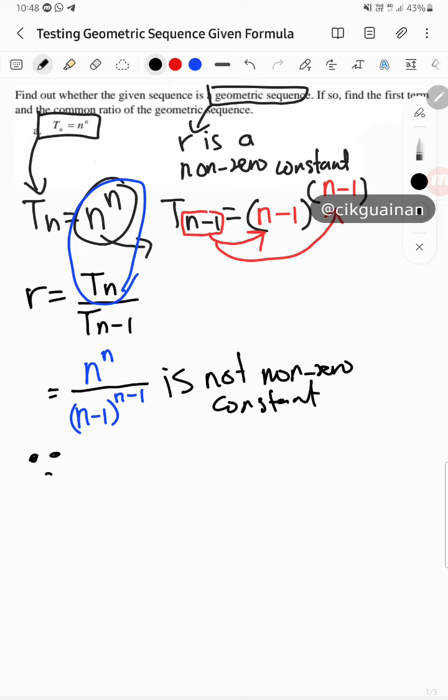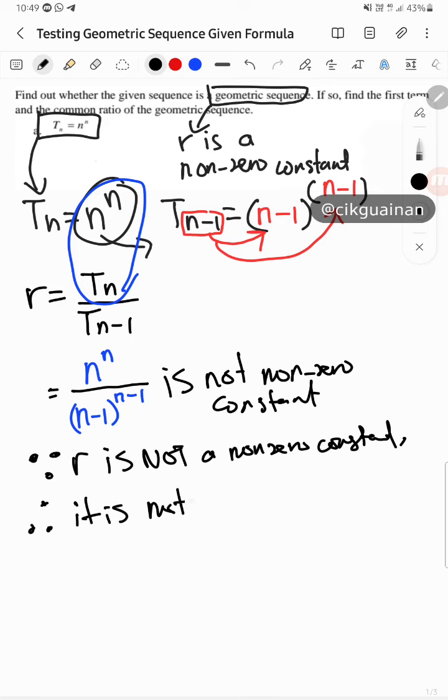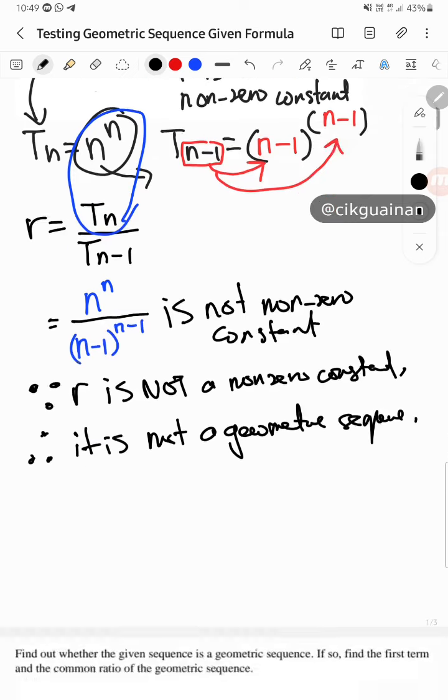So r is not a non-zero constant. Therefore it is not a geometric sequence. Just now I tried my best to simplify, but cannot. You cancel terms, but there's not much you can do. Even if you can cancel anyway, you cannot get rid of this n to the power of n, I think. So that's fine. The first example is not a geometric sequence.